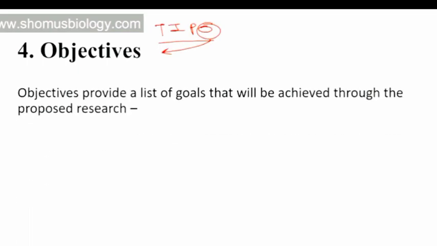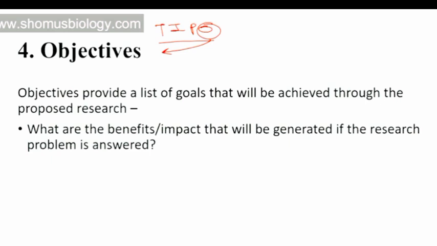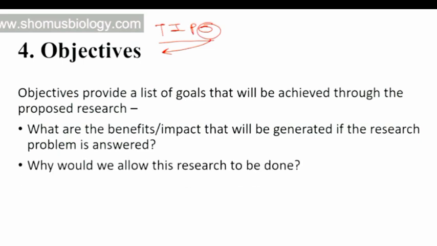Then the fourth step is now TIPO. So here O stands for objectives. So what will be your objective? Objective is a list of goals that will be achieved through your proposed research. And it should state what benefits or impact will be generated if the research problem is answered. Second, why should we allow the research to be done? Okay, so these are the two important things.